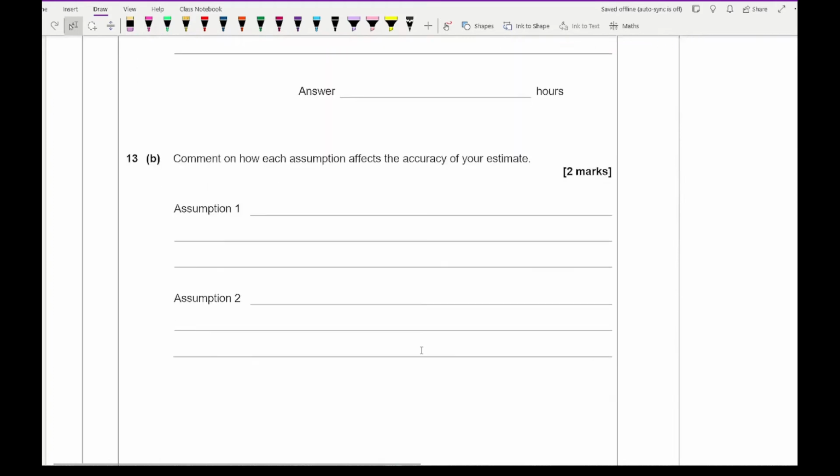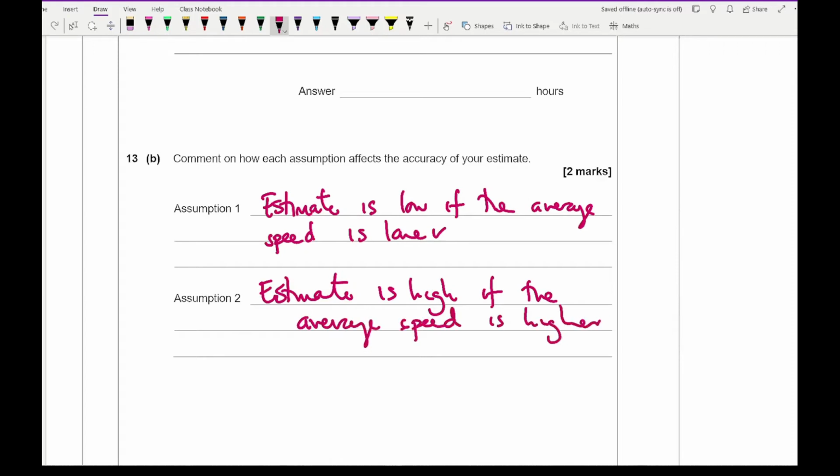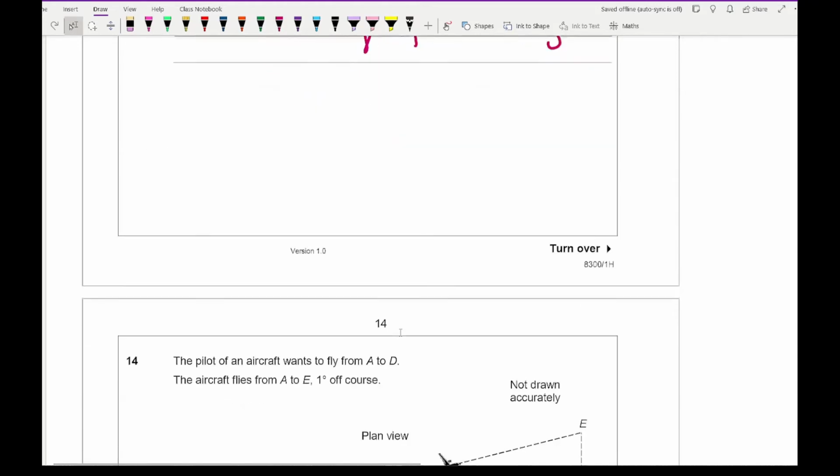The next question then says, comment on how each assumption affects the accuracy of your estimate. Well, the estimate is low if the average speed is lower, and the complete opposite is that the estimate is high if the average speed is higher. And something along those lines would be fine for the 2 marks.